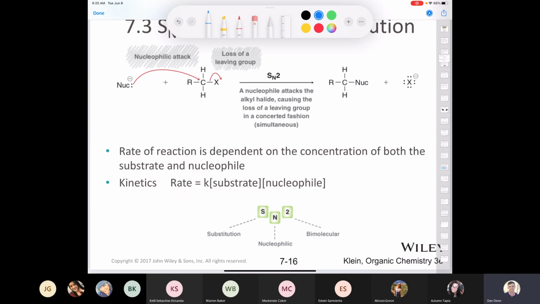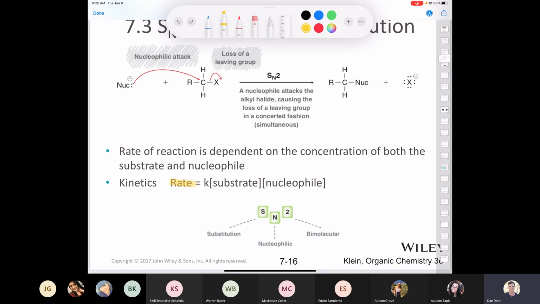Now, in terms of reaction rate, this is kind of going back to Gen Chem 2 and our chapter 6 classes. The rate of reaction is going to depend on both the concentration of the substrate, your alkyl halide, and the nucleophile. How would I write out the rate law? I'd say that the rate is equal to the rate constant multiplied by both the concentration of the substrate and the concentration of the nucleophile. So the rate law is where we get the name SN2. The S stands for substitution, the N stands for nucleophilic, and the 2, that's the part that comes from the rate law, it stands for bimolecular.